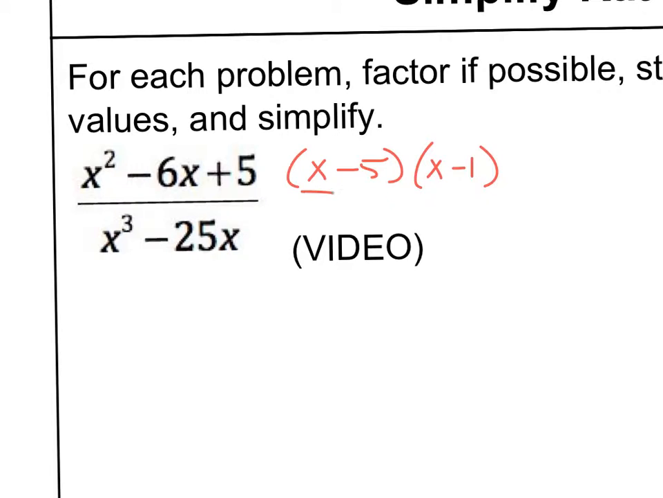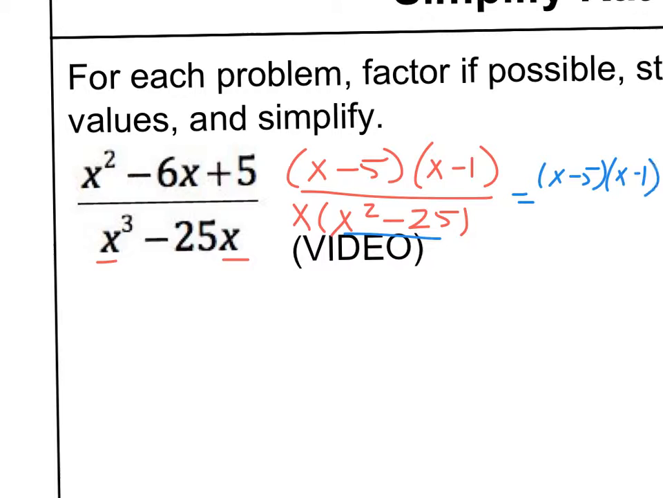On the bottom, I've got a little bit more work to do. I can't do anything yet. I noticed that both of these have an x in them. That means I can take an x out, and that would leave me with x squared and minus 25. And furthermore, x squared minus 25 is difference of two squares. So on top, we've got x minus 5, x minus 1. On the bottom, we've got x, and then x minus 5 and x plus 5. Okay, at this point we are fully factored.